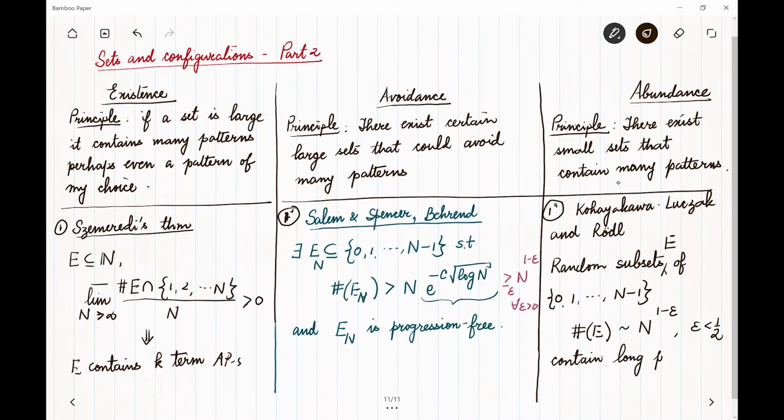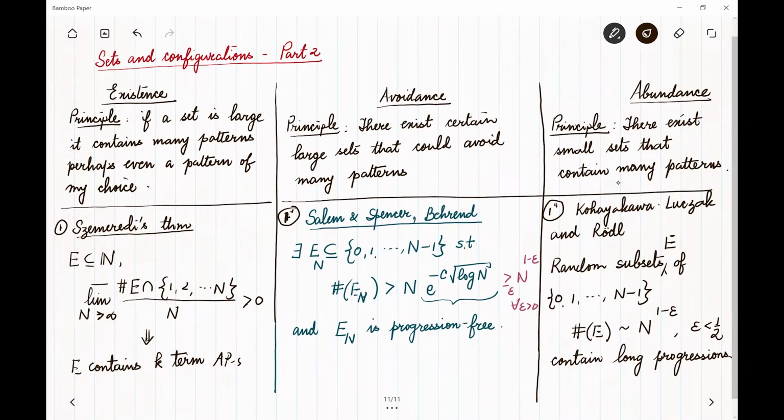So what do I mean by random sets? Well, there are many ways to construct them, but here is a concrete example. You could go through each integer, 0, 1, up to N minus 1, and flip a coin in an independent manner for each one of them, the same coin with a probability of selection being N to the power of minus epsilon. The outcome of this experiment is this set E, and what they showed was that such random sets contain long progressions.